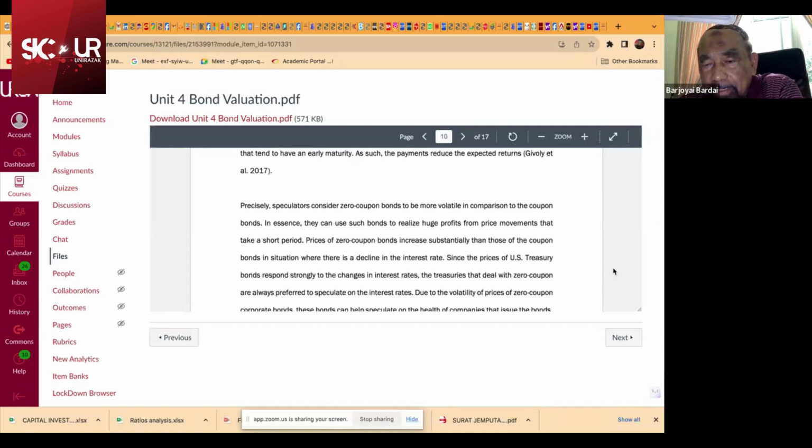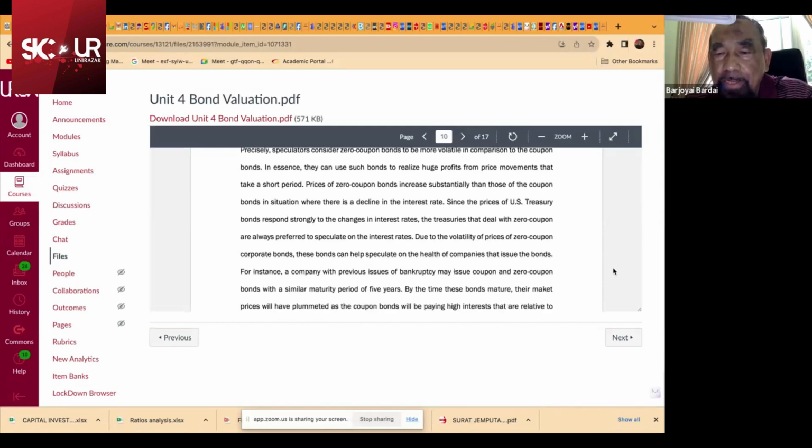Since the price of the US Treasury bond responds strongly to the change in interest rate, then the Treasury dealers that deal with the zero coupon bond always prefer to speculate on the interest rate. Due to the volatility of the price of zero coupon corporate bonds, this bond can help speculate on the health of the company that issued the bond.